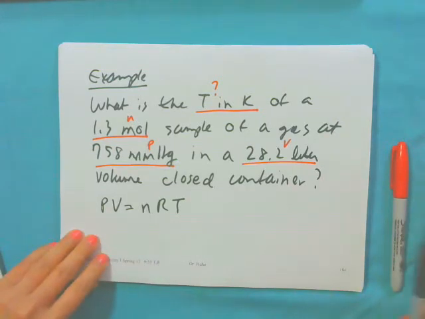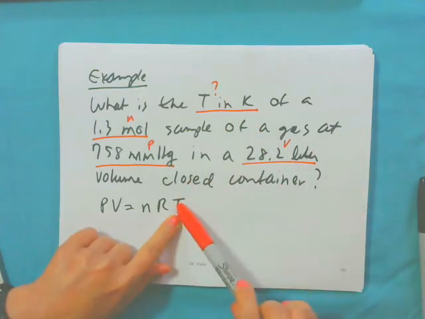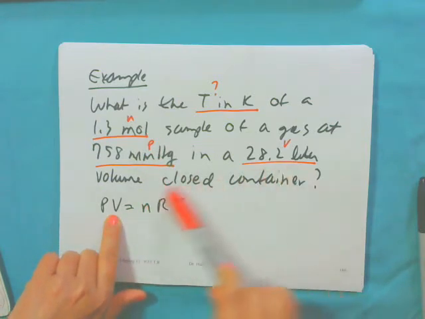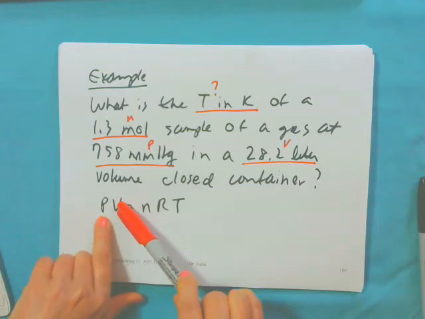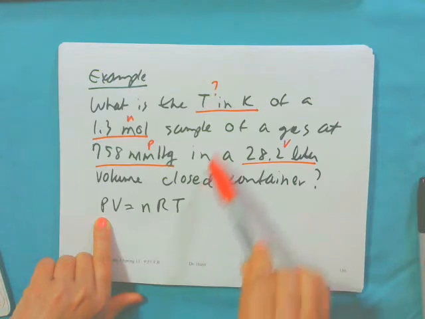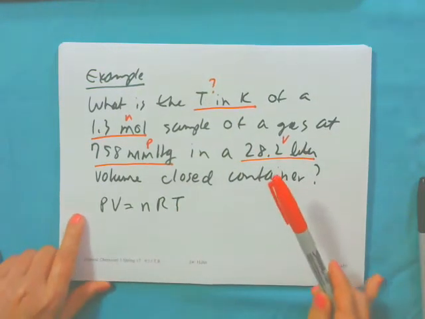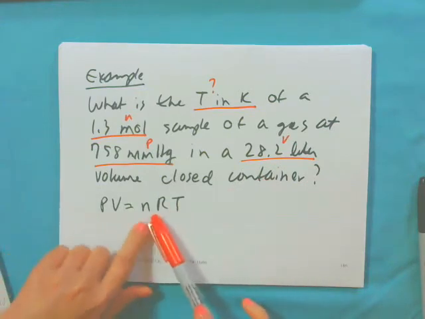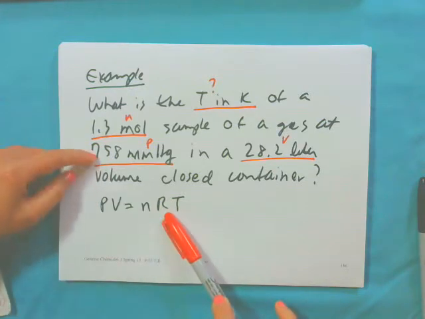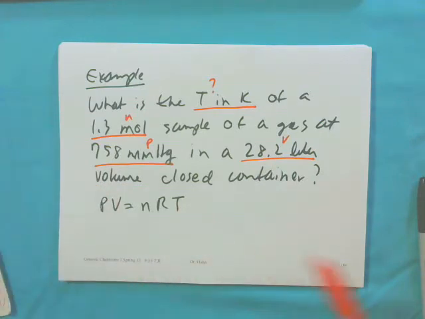After you write out PV is equal to nRT, you notice that there's my temperature, there's my number of moles, there's my volume, and there's my pressure. I'm looking for temperature. There's the temperature that I'm looking for. Okay, so I have everything covered. I've got everything except temperature. I've got moles, I've got the number for R, I've got pressure, I've got volume, and I'm looking for temperature. Okay, so there we are.